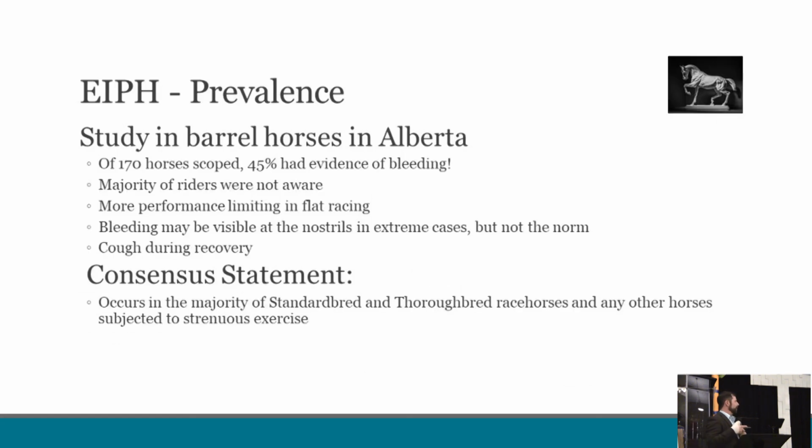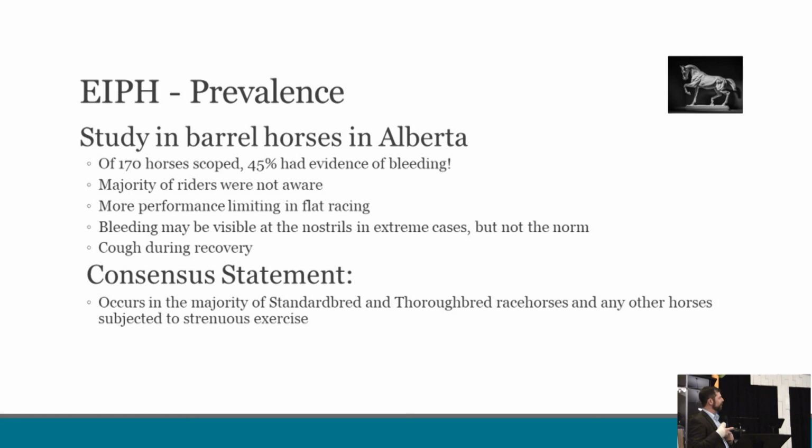So as far as prevalence goes, there was a study done in barrel racing horses in Alberta just a couple years ago, and it looked at about 170 horses that were scoped right after they run. And out of that population, 45% had evidence of bleeding. And in almost every case, the majority of riders were not aware that their horses had this condition.